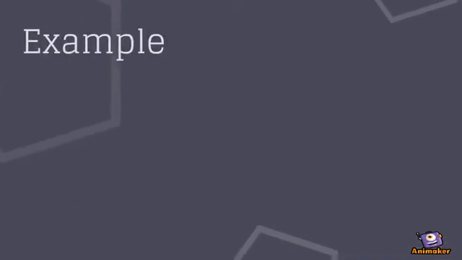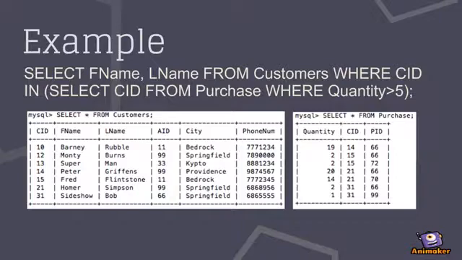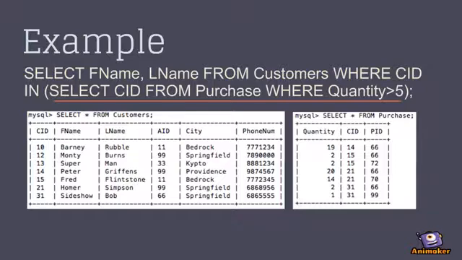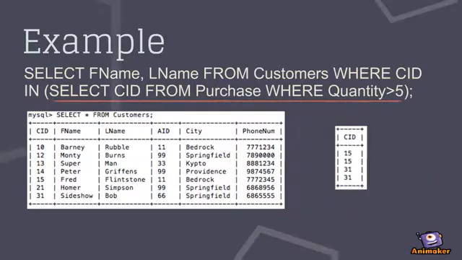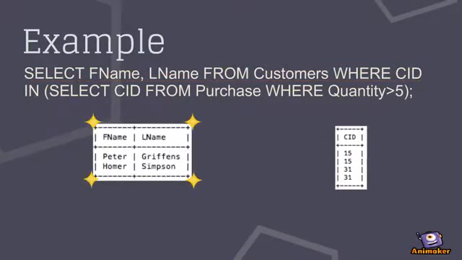Let's look at an example. Say we want to get the first name and last name of customers who have made more than 5 purchases. The nested subquery inside the brackets will retrieve all the customer IDs from the purchase table where the customer purchased more than 5 items. This will be executed once. The outer query will use this table to match the customer IDs and only project the first names and last names from the customer table.